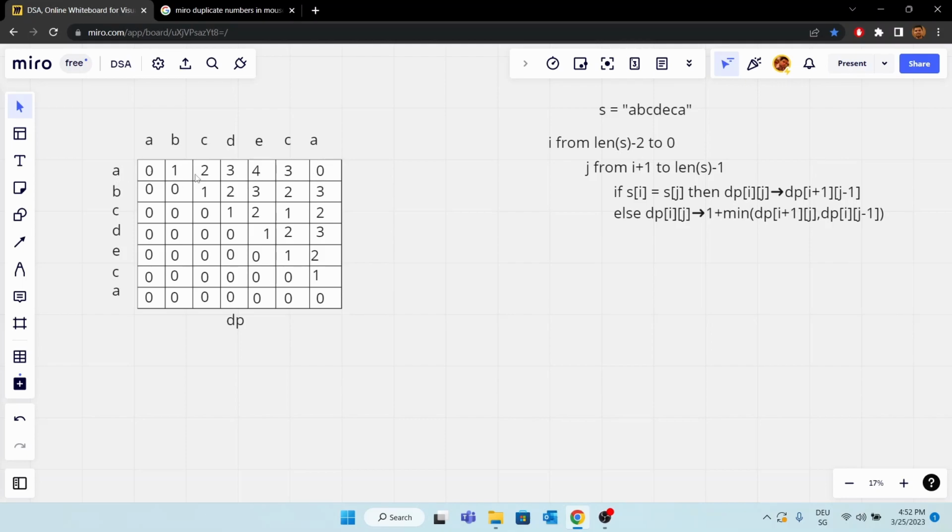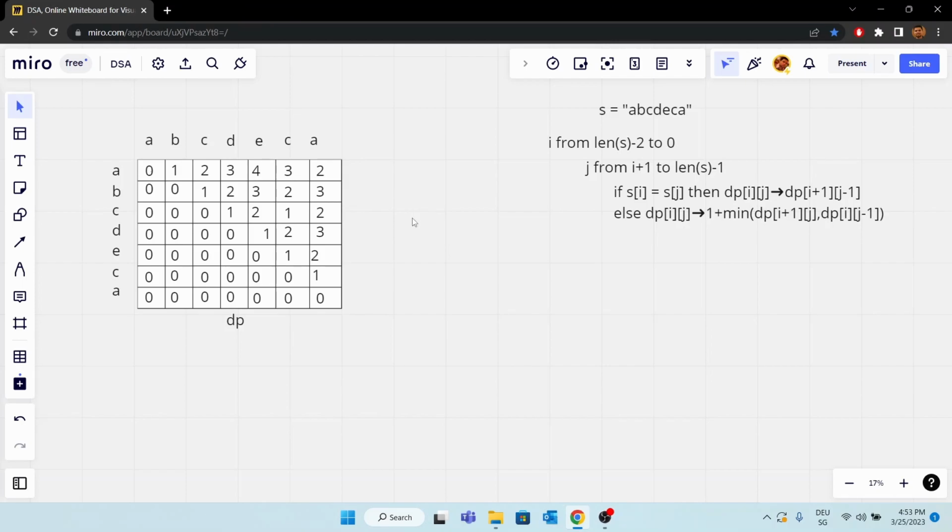Now here in this cell, A and A are equal, so what we do, we take the value of this very cell, which is 2. So here we get 2. So our process returns 2 from this string, and our K was also given as 2, so we return true.